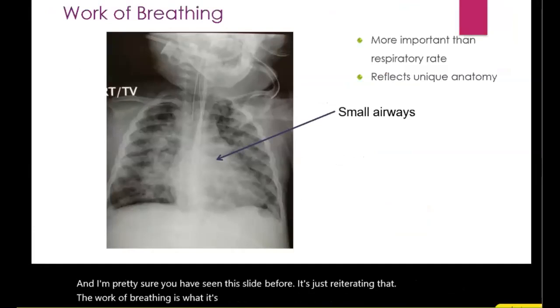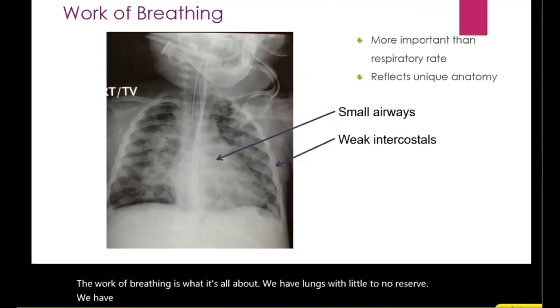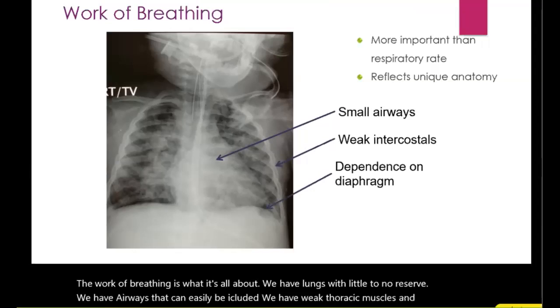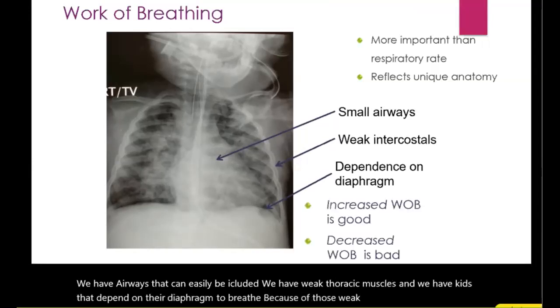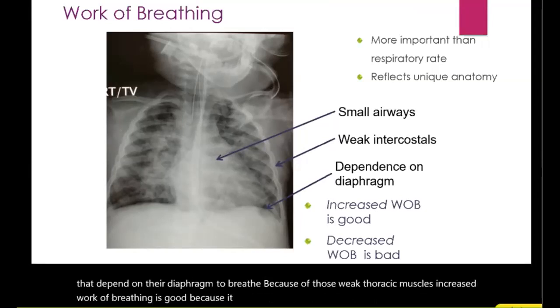We have lungs with little to no reserve. We have airways that can easily be occluded. We have weak thoracic muscles, and we have kids that depend on their diaphragm to breathe because of those weak thoracic muscles. Increased work of breathing is good because it means we have a chance to intervene. If we don't intervene and there is a decrease in that work of breathing, then it's bad.